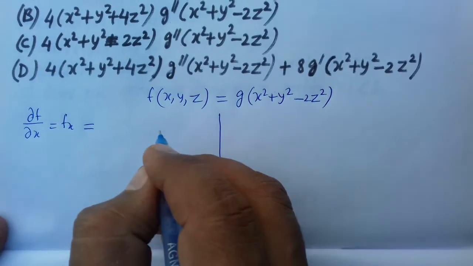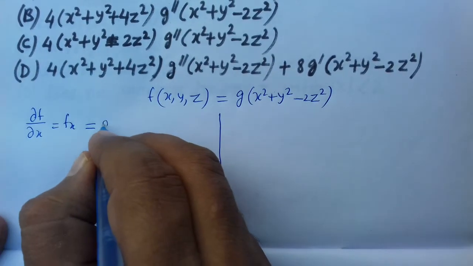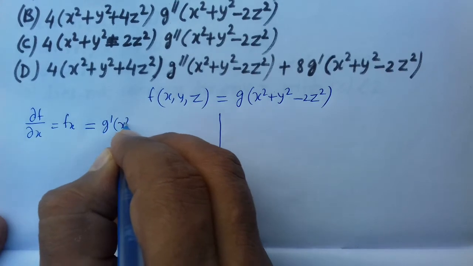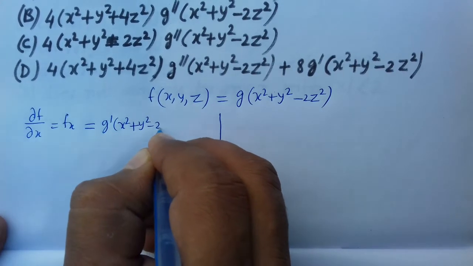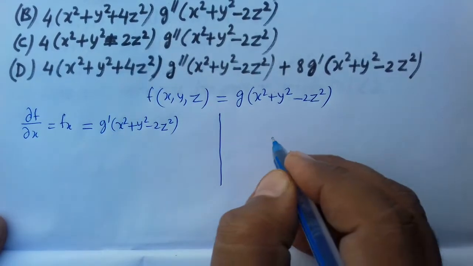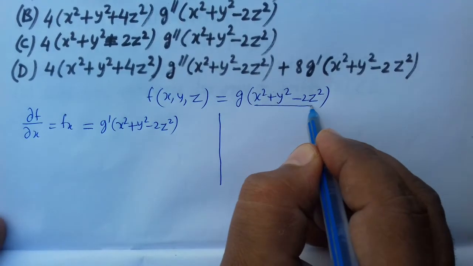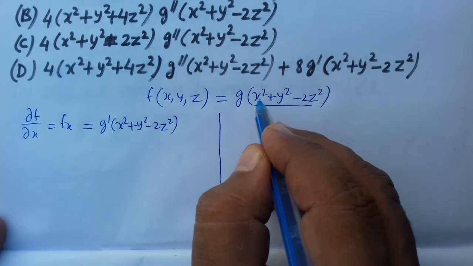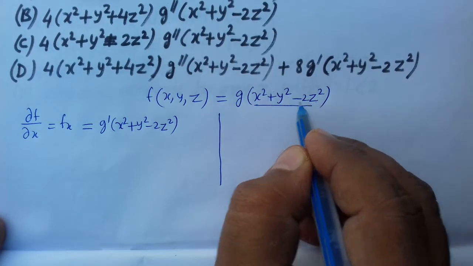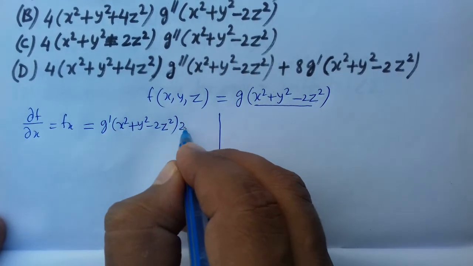So differentiation will be g'(x² + y² − 2z²), and thereafter differentiation of this with respect to x will be 2x, because these are constant for x, so 2x.